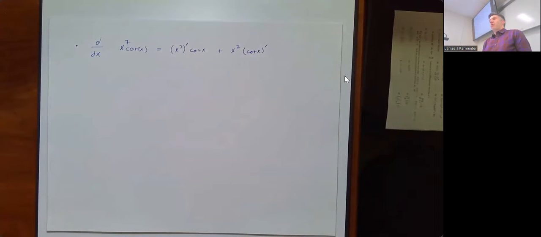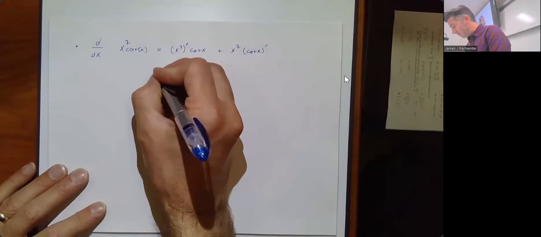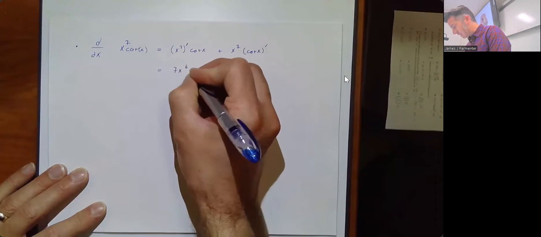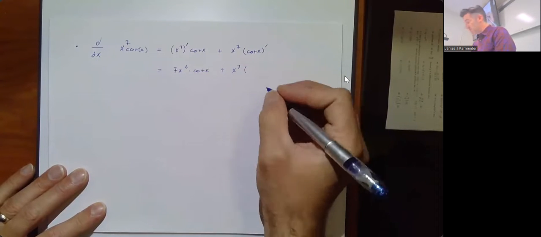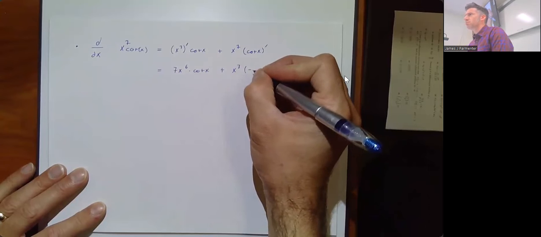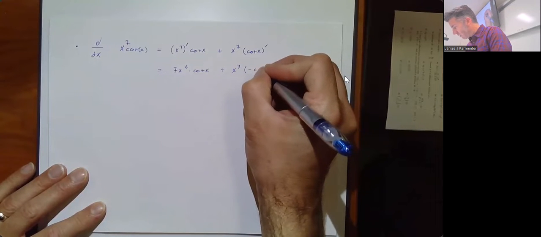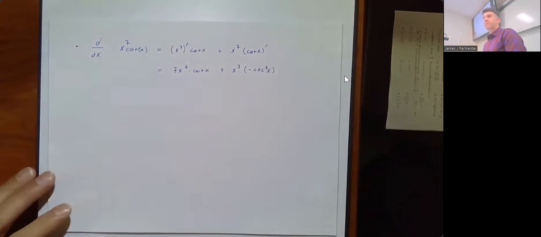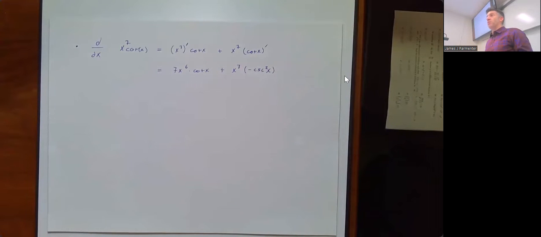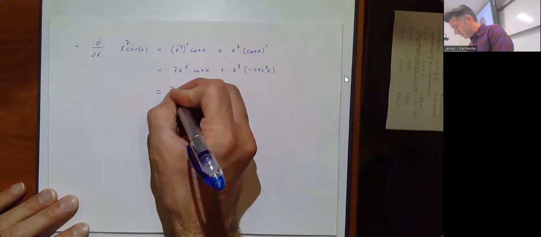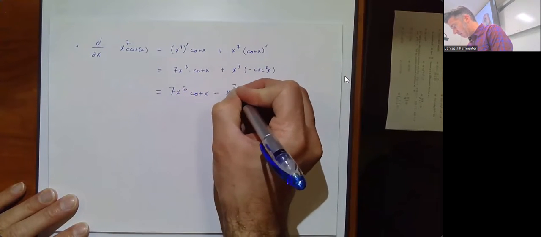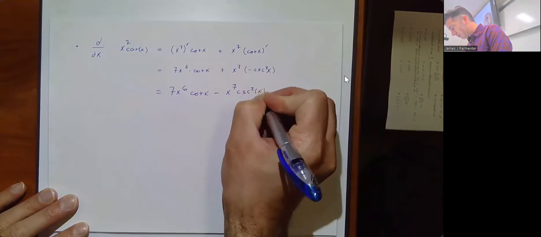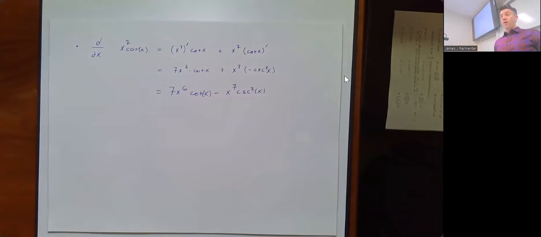We can't stop there though, right? We actually then have to find the derivatives that we have written down. So the derivative of x to the 7th is going to be 7x to the 6th. And the derivative of cotangent of x is going to be negative cosecant squared of x. And if I was writing this as simply as possible, I would write it as 7x to the 6th cotangent x minus x to the 7th times cosecant squared of x. That's probably how I would prefer to write it.